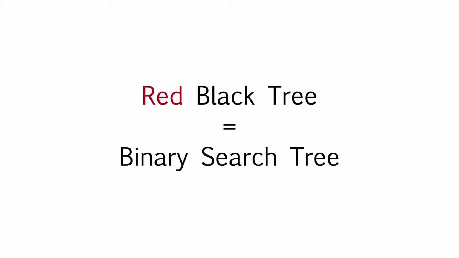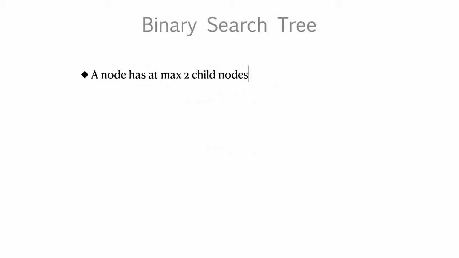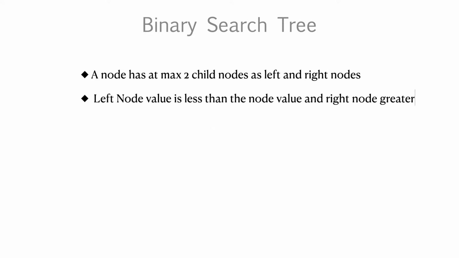A red-black tree is a binary search tree much like an AVL tree, and because of that, they share binary search tree properties that say a node has at most 2 child nodes, left and right. The left node value is less than the node value, and the right node value is greater than the node value. This applies to all descendants as well, so the right side tree values are greater than the node value, and the inverse is true for the left side.